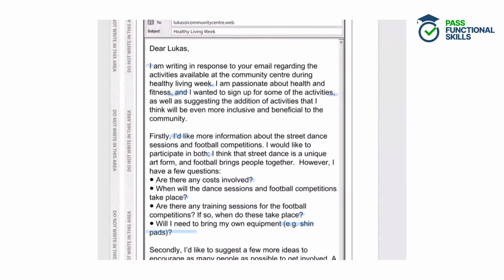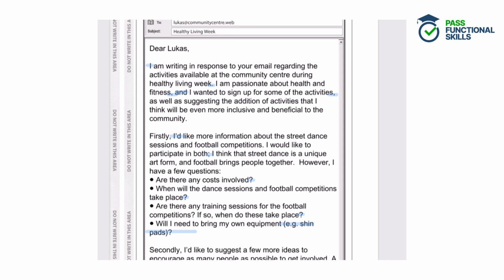Now let's take a look at the grammar and spelling in this answer. So all of your sentences need to be accurate and they need to make sense on their own. Often the best way to do this is to try and imagine someone reading it out loud. So we've read out this entire answer and all of it made sense.